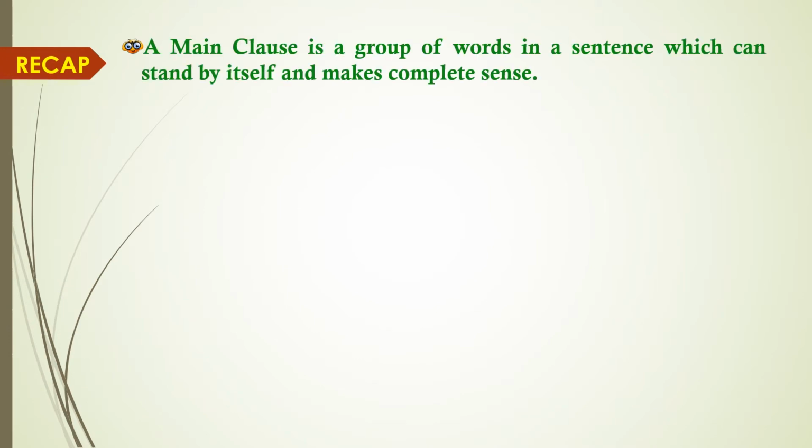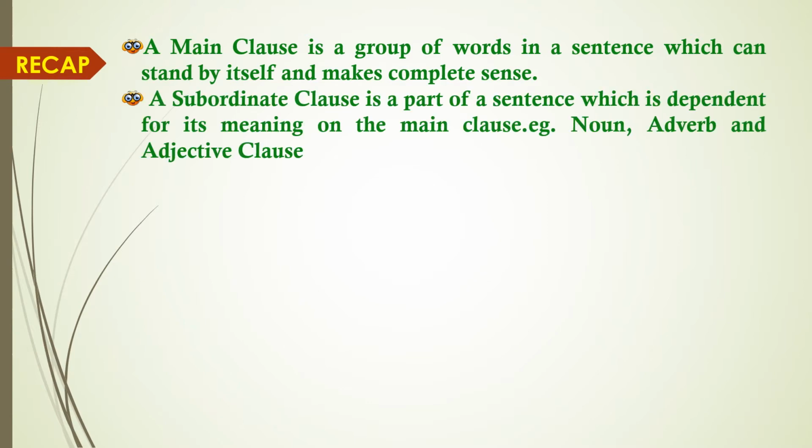A main clause is a group of words in a sentence which can stand by itself, making complete sense, whereas a subordinate clause is part of a sentence which is dependent on the main clause for its meaning, and they are of three types: subordinate noun clause, subordinate adverb clause, and subordinate adjective clause.